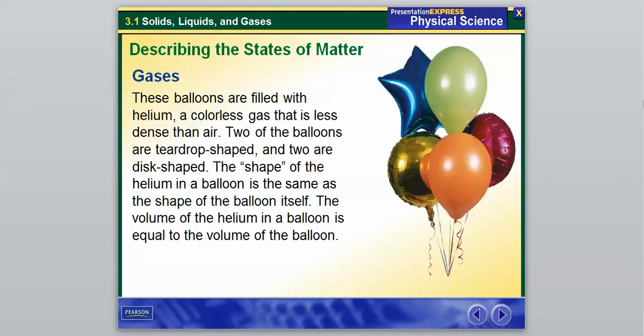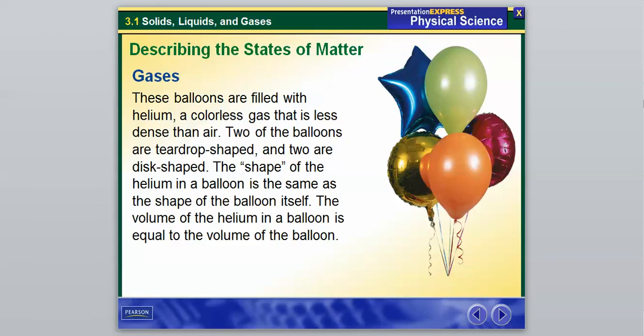So for our example over here, we have some balloons. The balloons are filled with helium, which is a colorless gas that is less dense than air. If you've ever seen balloons that are floating up in the air, that is because they are in fact filled with helium. And again, we learned last chapter that density determines the ratio of mass to volume. So it's less dense than air, so it will float.